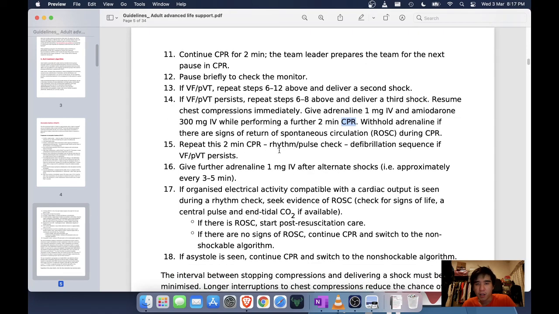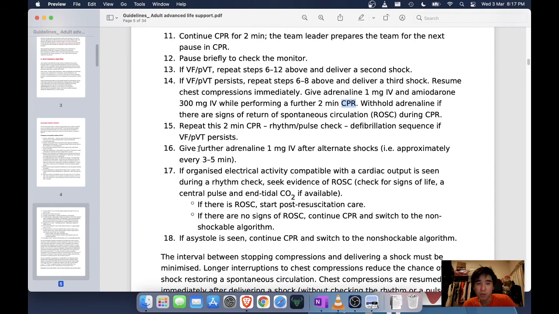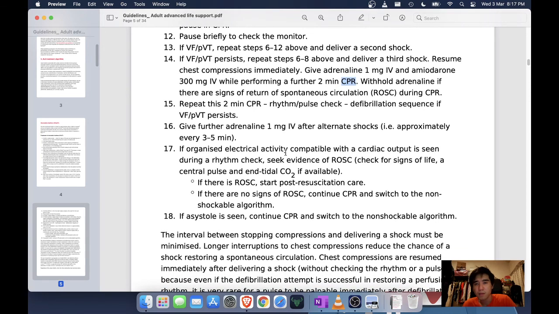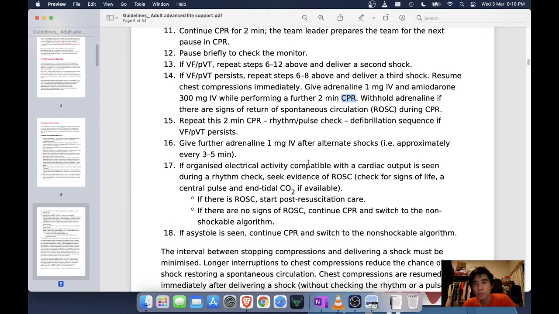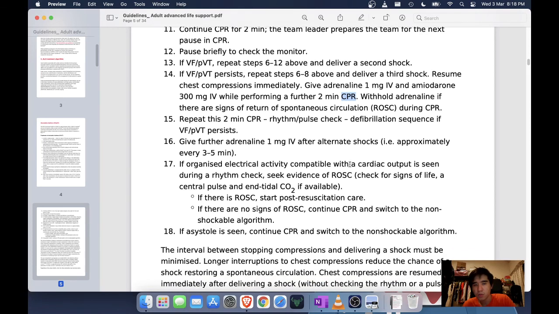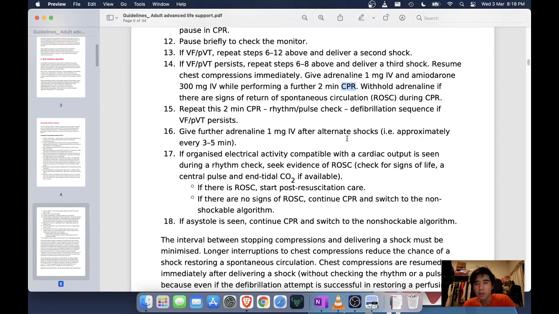Repeat this 2-minute CPR, rhythm, pulse check, defibrillation sequence if the ventricular fibrillation or pulseless VTAC persists. Give further adrenaline 1 mg IV after alternate shocks. In other words, approximately every 3 to 5 minutes. So one CPR round is 2 minutes, then you go to shock. After alternate shocks, so every 2 rounds of CPR and shock.